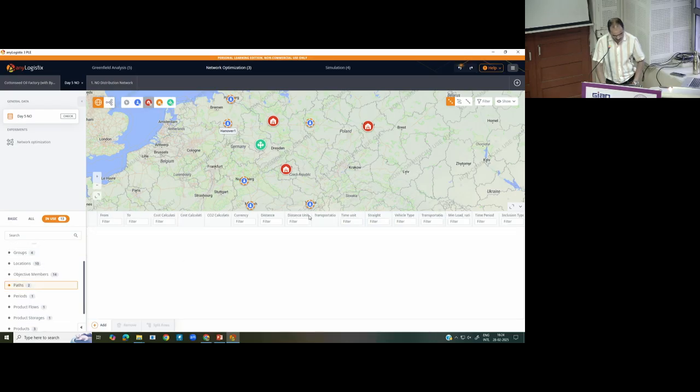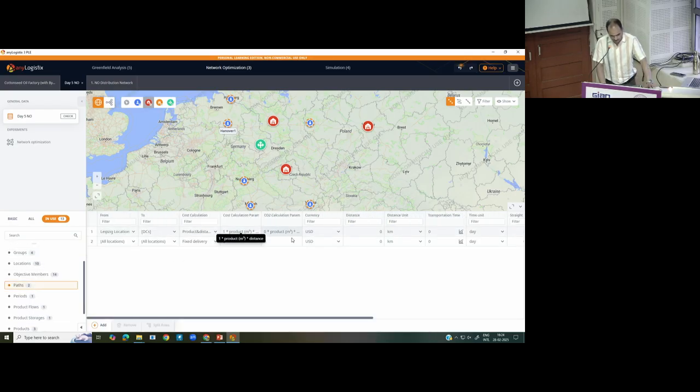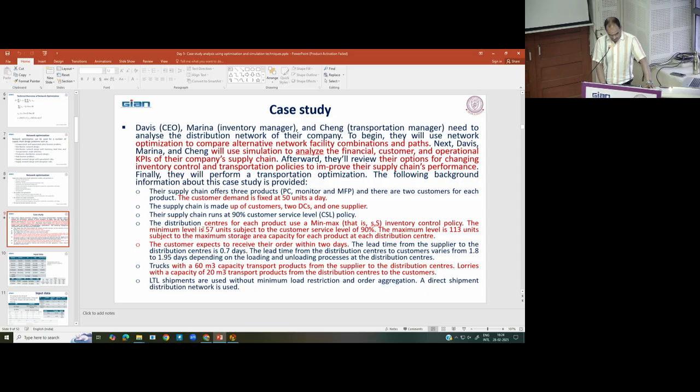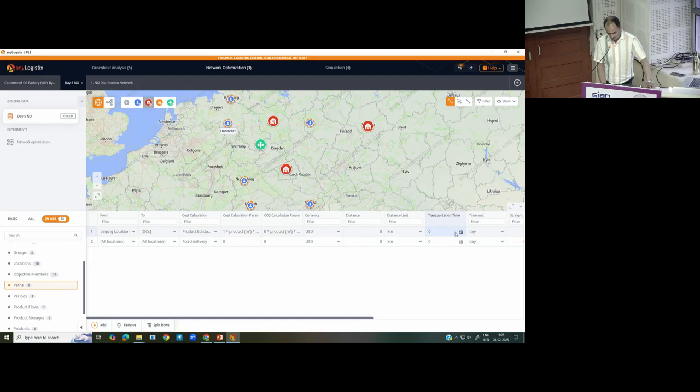Demand groups, paths. So here in paths, I define that product and distance base. CO2 is not that. Currency, distance unit, transportation time they have given, am I right? Transportation time from supplier to DC, how much time have they given? 0.7 days or something. Look at the slides. No, from supplier, the lead time from supplier to the distribution center is 0.7 days, so we need to mention that here.